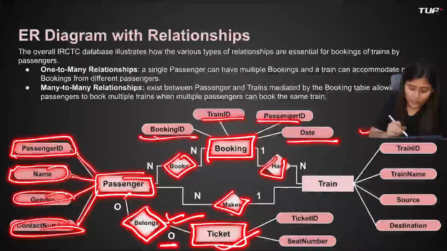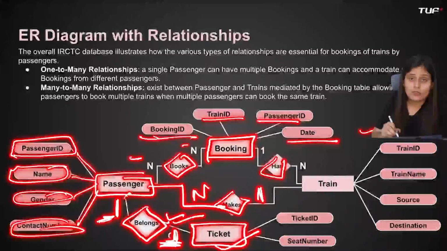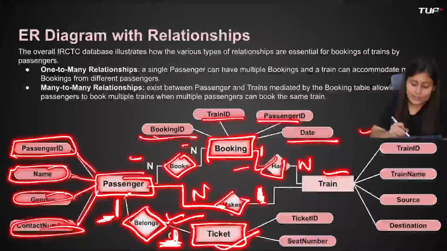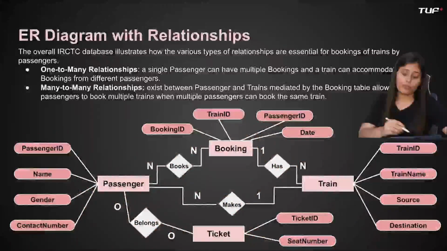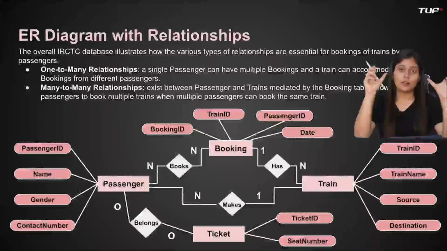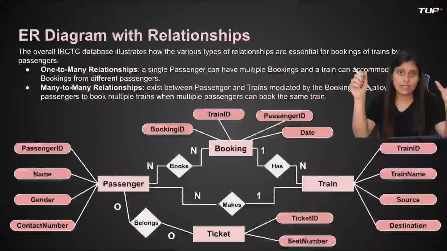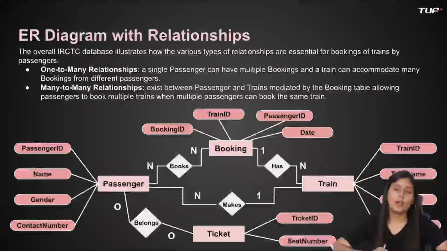And the notation like 0, 1, N. 1 is basically 1 to 1, or you can say 1 or 1. N to 1 shows multiple, like many to 1. Similarly, 1 to N shows 1 to many. Similarly, N to N shows many to many relationship. This is how we represent the relationship between those two entities in an ER diagram.